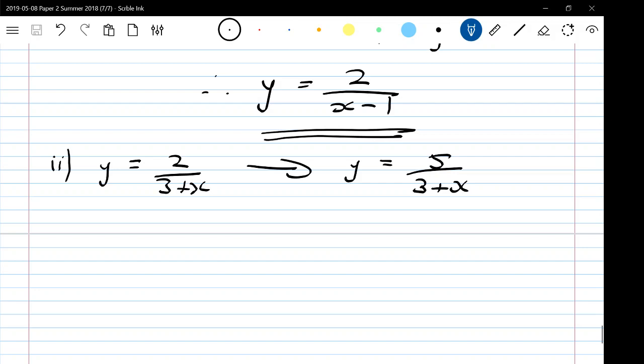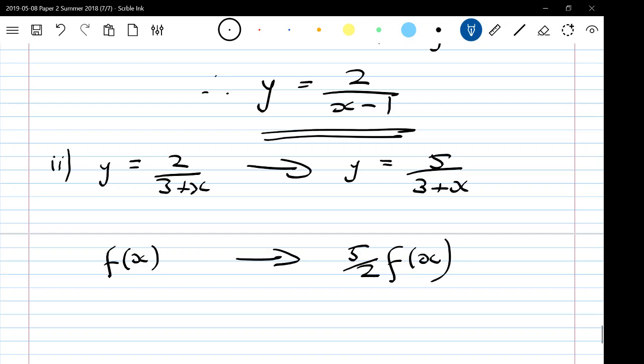To turn 2 into 5, we've taken f of x, and that's gone to, what do we multiply by to turn 2 into 5? 5 over 2. So that's what we've done in terms of writing out the functions. There's only one word that is acceptable.